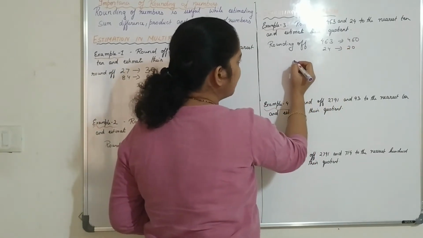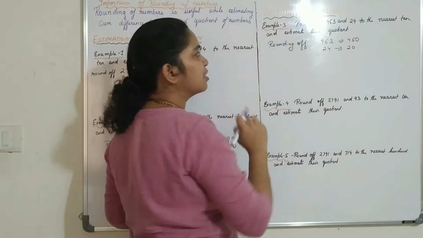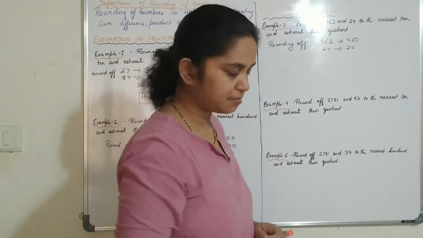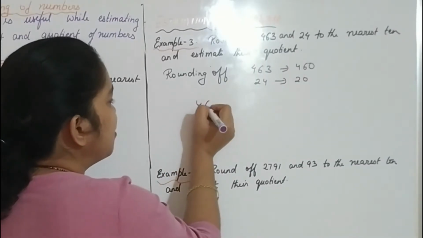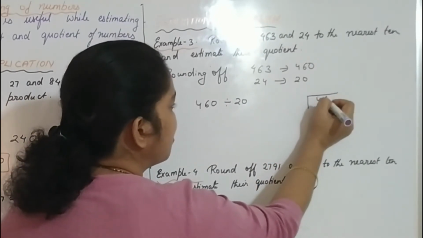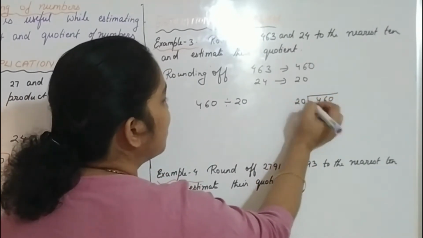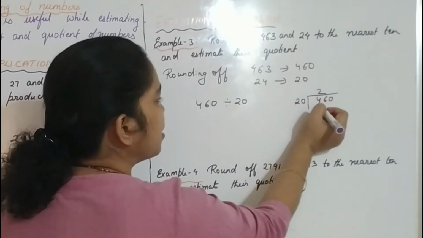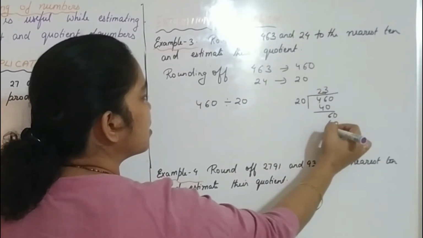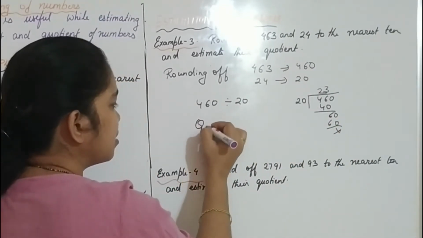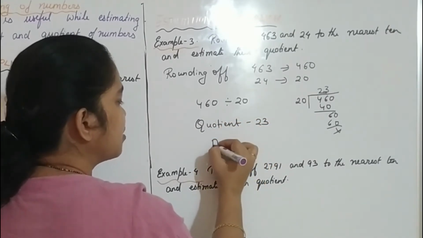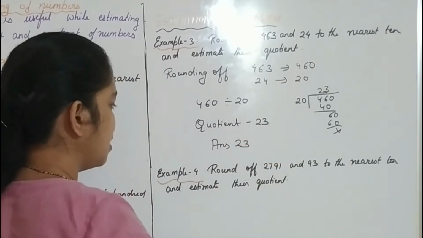So you have to divide, because you have to estimate their quotient, which means you have to make a division. So we will do 460 divided by 20. 2 2s are 40, then 60. 2 3s are 60. So the quotient will be 23. So the answer is 23.